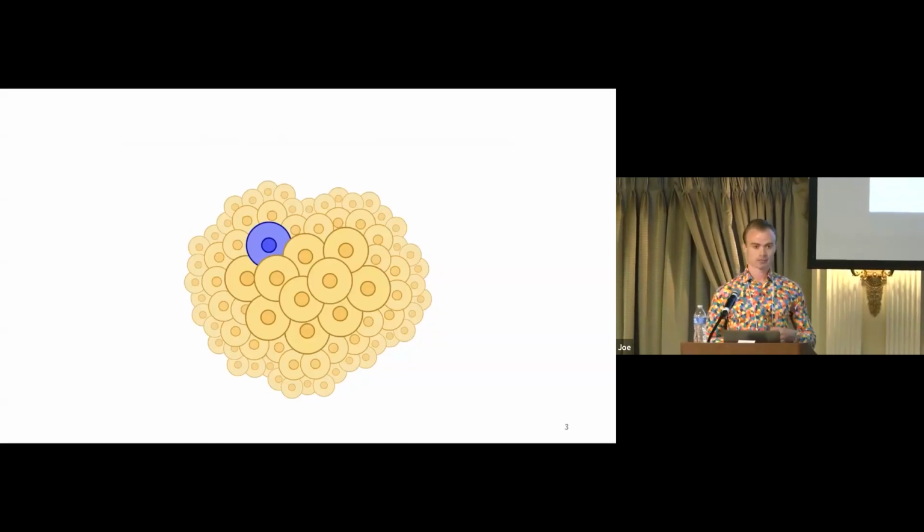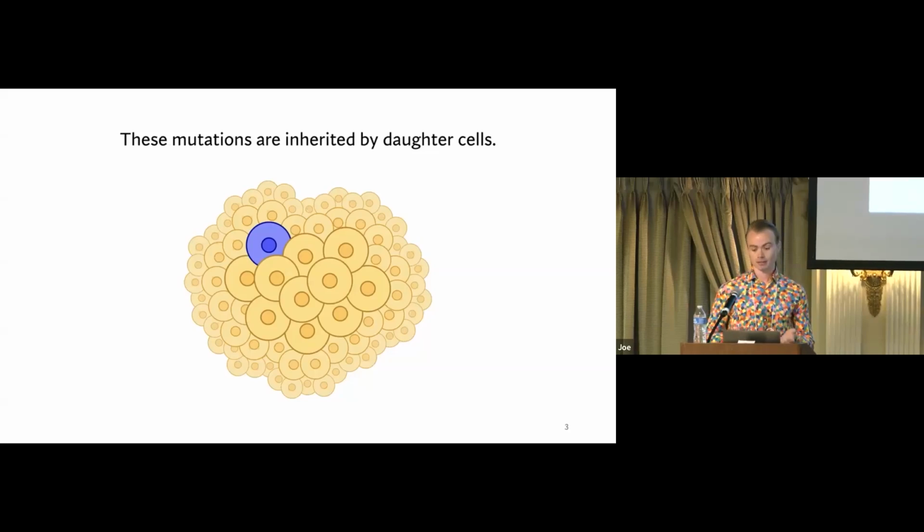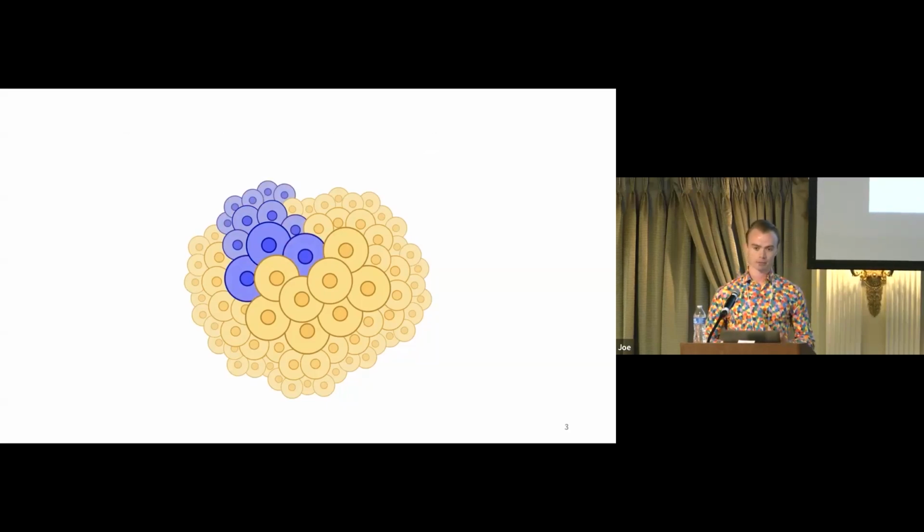Sometimes, by random chance or by selection, these mutations have the ability to expand in the tissue simply by being lucky and getting to divide more and having more daughter cells. I'm going to represent that here by showing that the blue mutation has been able to spread. When this happens, we call this a clone. A clone is simply a group of cells that all share a common ancestor, and in this case, they all also share a common mutation.